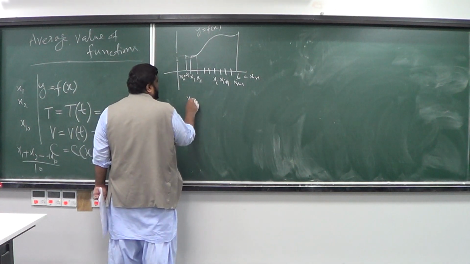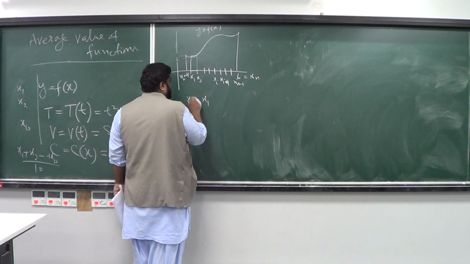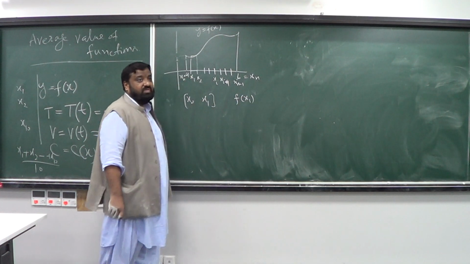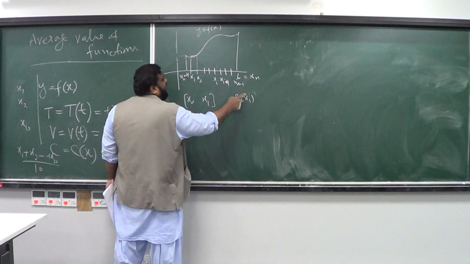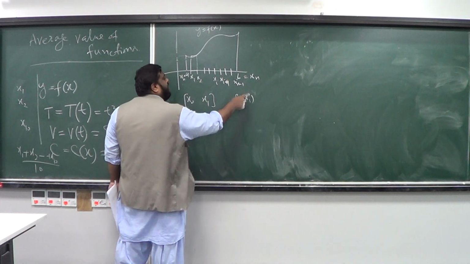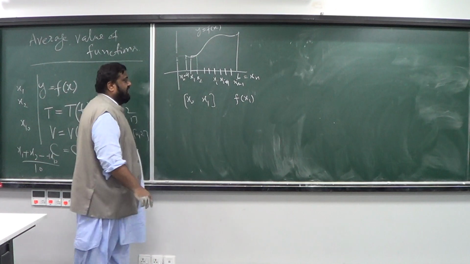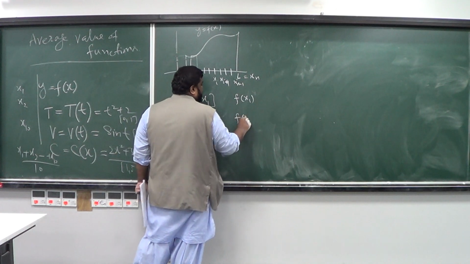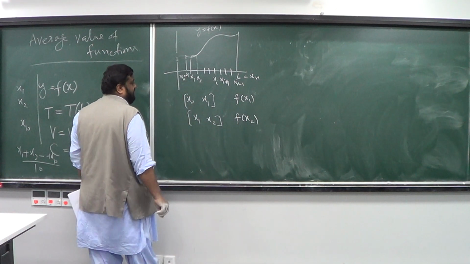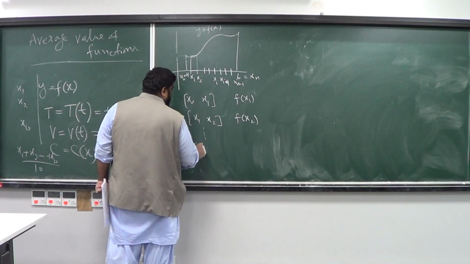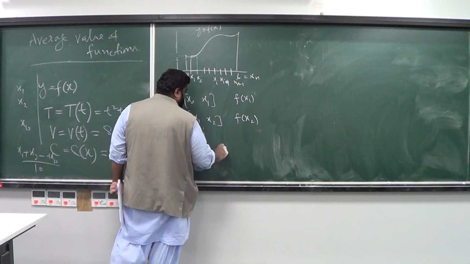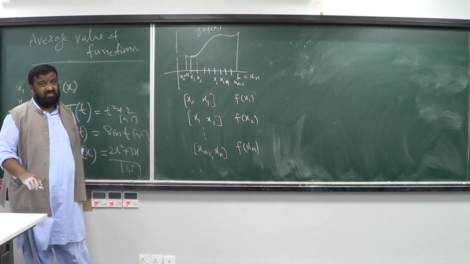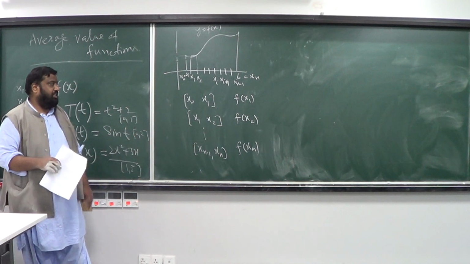So on each subinterval, say on x0 to x1, the function takes a fixed value f of x1. It can take some other value than f of x1, but they are all going to be really close to f of x1. On interval x1 to x2, say it takes value f of x2, and so on and so forth. On xn minus 1 to xn, say it takes value f of xn.